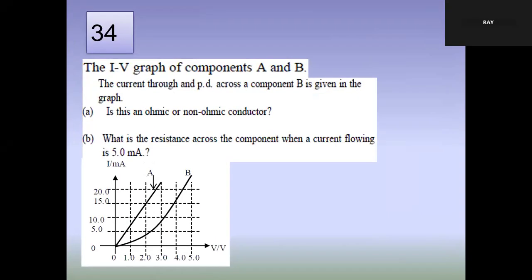Okay, let's try this one. The IV graph of component A and B is given. The current through and PD across component A and component B are given in the graph. We are looking at component B. Is this an ohmic or non-ohmic conductor?